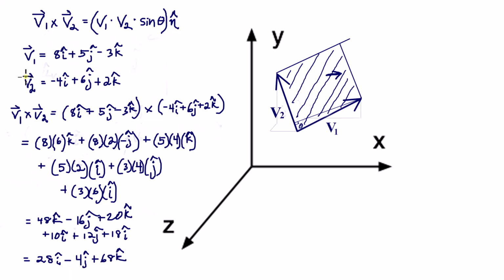The parallelogram made between V1 and V2, the area of that is the magnitude of this vector. If you took the square root of 28 squared plus 4 squared plus 68 squared, that's the magnitude. And for the direction of this, you have to draw these vectors and then push V1 to V2. And so you'd see whether that's above or below the plane that contains the vectors. And this direction is going to be normal to that plane. If we did V2 cross V1, it would be minus 1 times this. So minus 28 i hat plus 4 j hat minus 68 k hat.